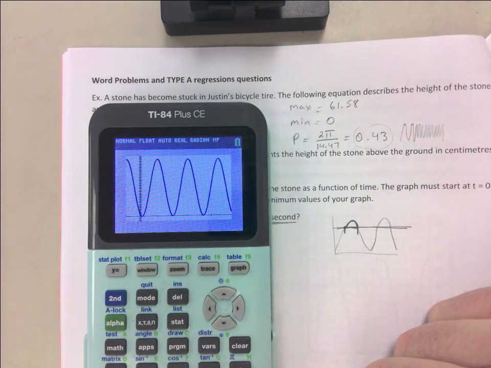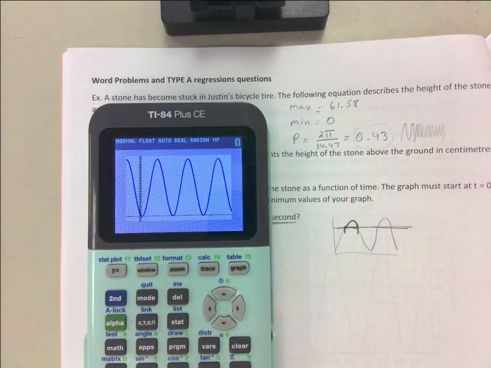That's a pretty good graph, okay? Sure, you can just do it by guessing. Some of you are just going to guess. Be my guest. But just keep that in mind, okay?